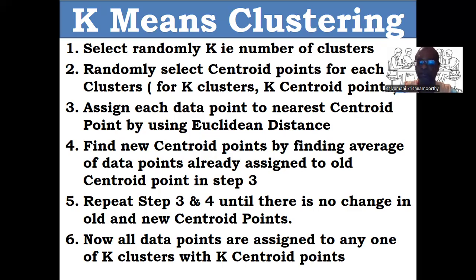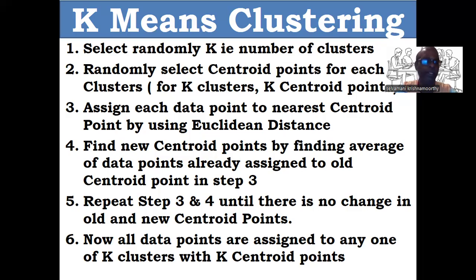Already we have 8 data points. Out of these 8 data points, we assign 3 as centroid points. Then all 8 data points should be assigned to any one of these 3 centroid points based on the distance between data point to centroid point. That means we need to find the distance between data point to all centroid points. The data point should be assigned to the centroid point with the lowest distance.